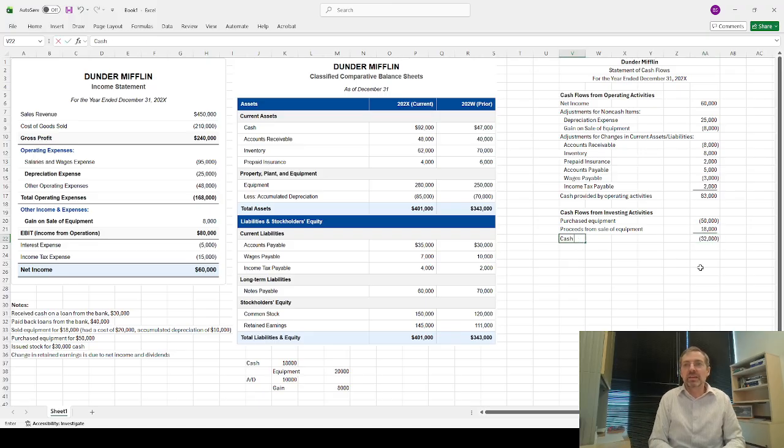So this would be a cash used by investing activities. Other language you might see there is net cash used by investing activities. Sometimes you see net cash instead of just cash, but again, terminology can be a little different from company to company. All right, last section is cash flows from financing activities.